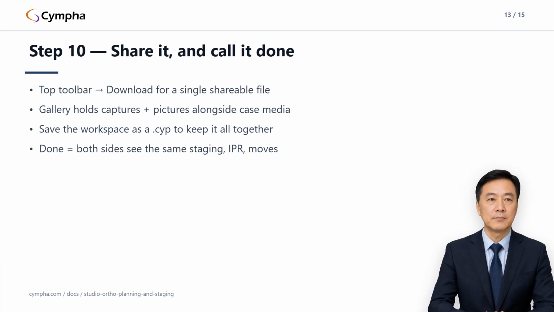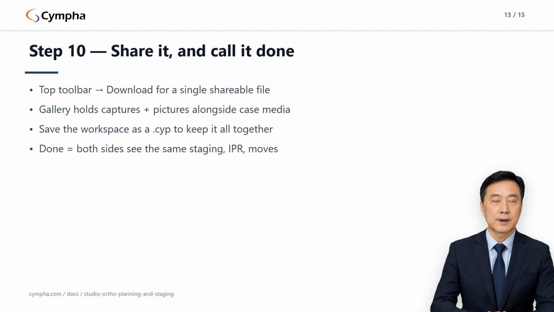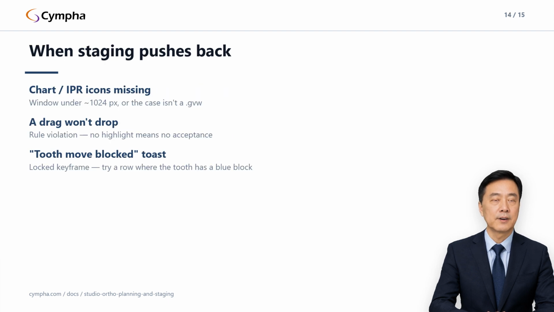Second, a drag in the movement chart won't drop. Studio rejects drops that violate the staging rules, dragging into the wrong column, or pulling a movement earlier to a target outside its contiguous movement stage. And here's the feedback language to internalize, because Studio is quiet about it: invalid targets don't highlight. If no highlight appears under your cursor as you hover, that drop is not going to be accepted, and releasing will do nothing.